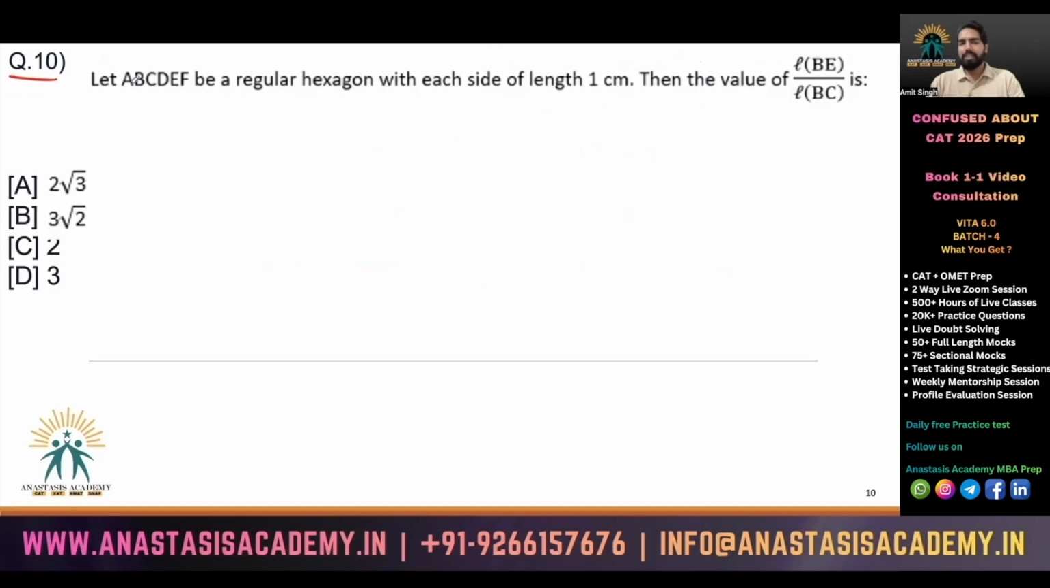Let's look at this question. It's a very easy one. Let ABCDEF be a regular hexagon with each side of length 1 centimeter. Then the value of length of BE upon length BC is.